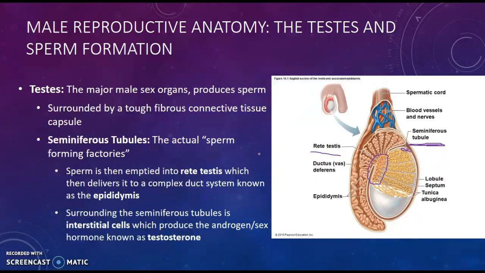Surrounding these seminiferous tubules and the rete testis are interstitial cells, which produce the hormone testosterone. Testosterone is very important for sperm maturation and development.